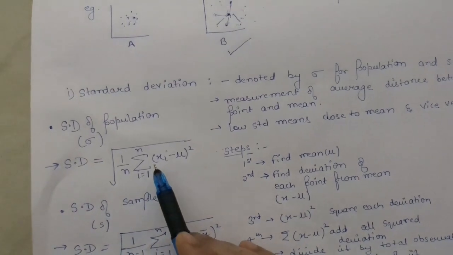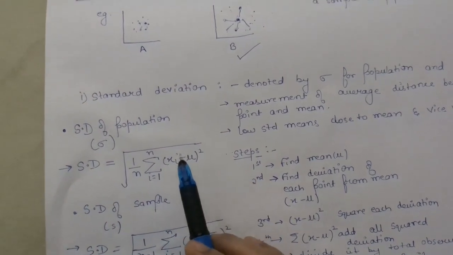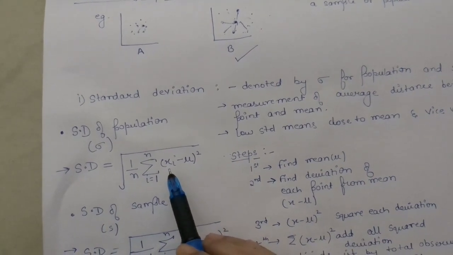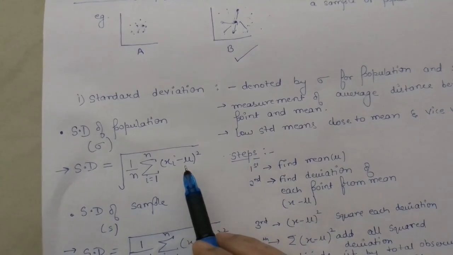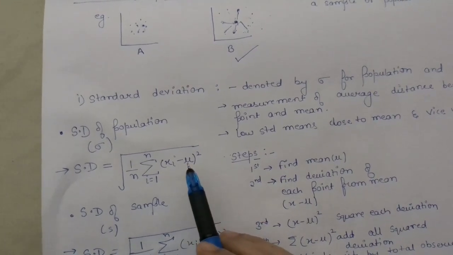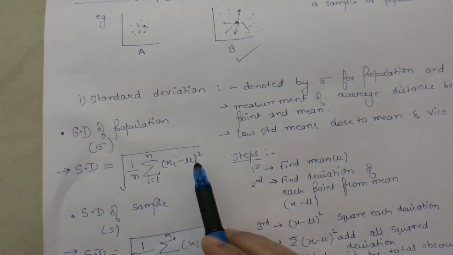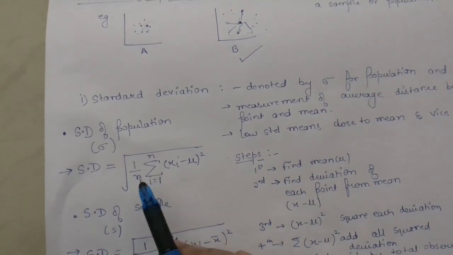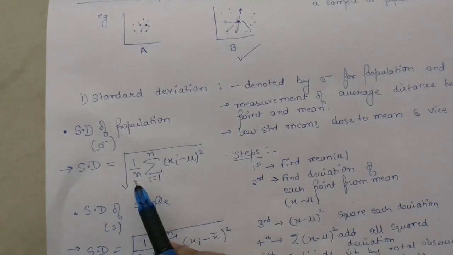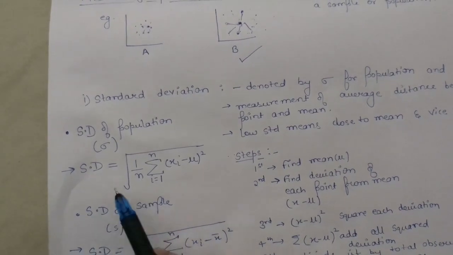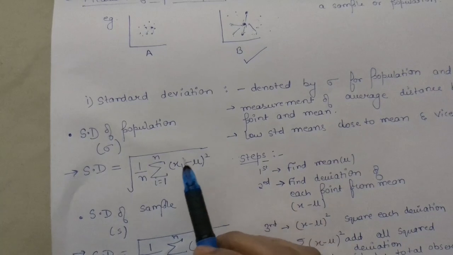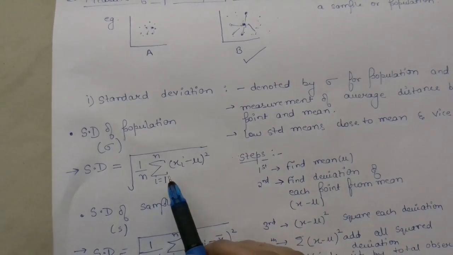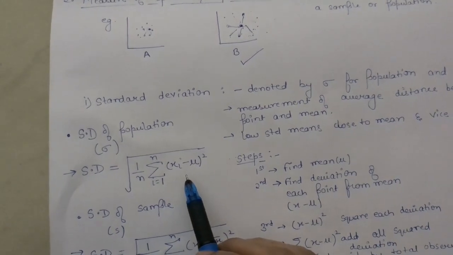So as you have seen, the first step is to find the mean and then to find the deviation, that is, from each data point you have to find the deviation, and then you have to calculate the square of each deviation, and then do the summation. After that you divide this by the total number of observations, and then you take a square root of this, and in this way you will easily calculate the standard deviation for a particular data set.